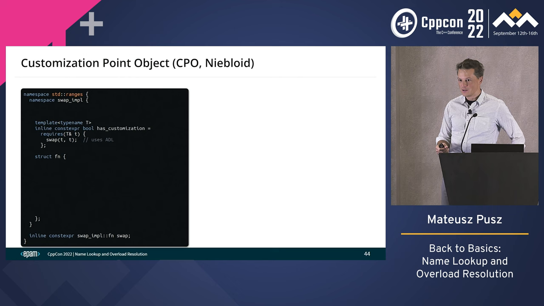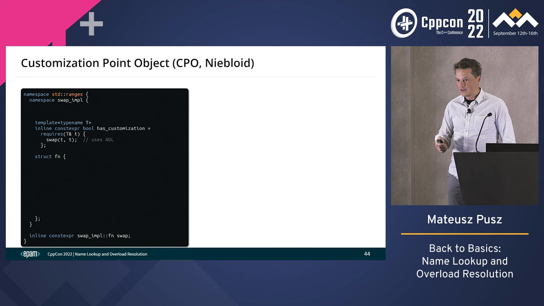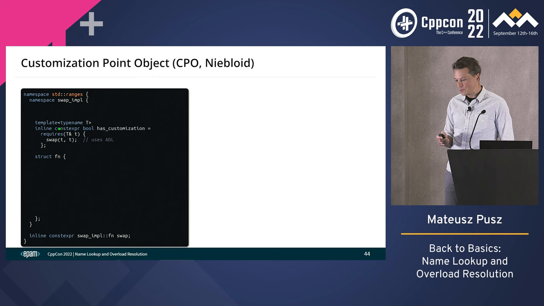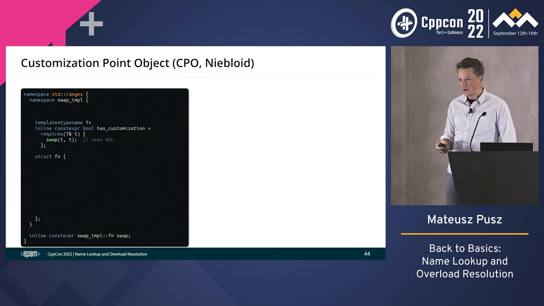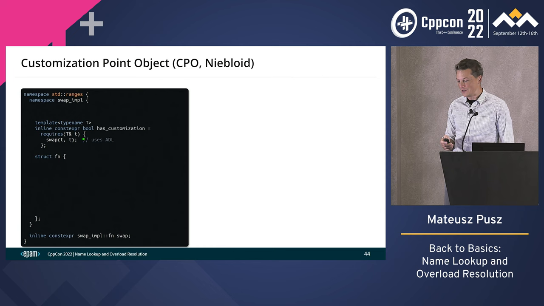There's nothing special here. I'm only using C++20 tools in order to make it terse and easy to understand. So we are checking if there is a customization. If you have type T here, we verify that this swap can compile. It's valid syntax in the language. So swap of T of T should compile fine. And we are doing this with an unqualified lookup, so we are benefiting from the ADL.